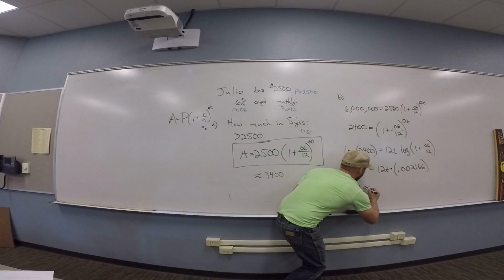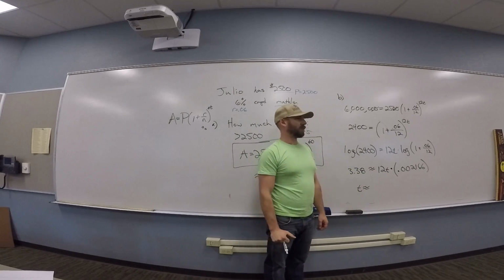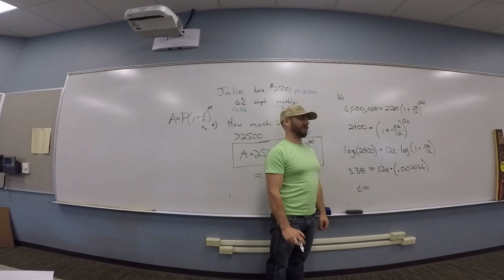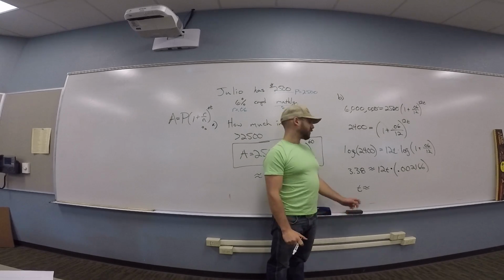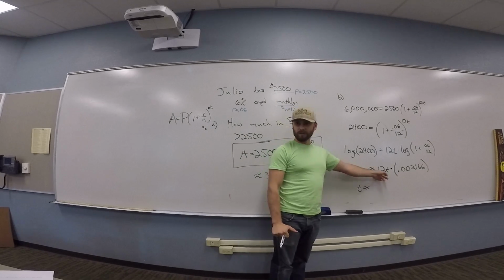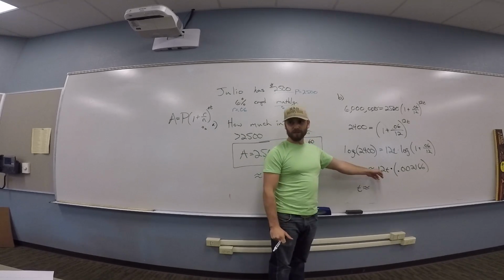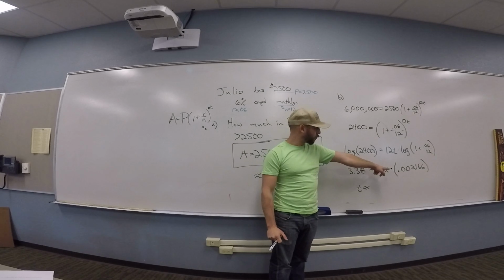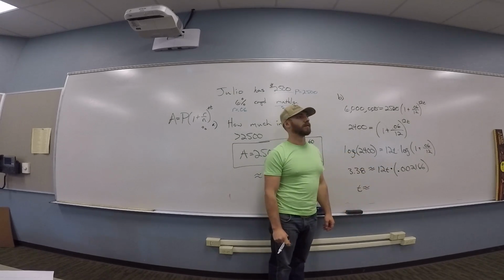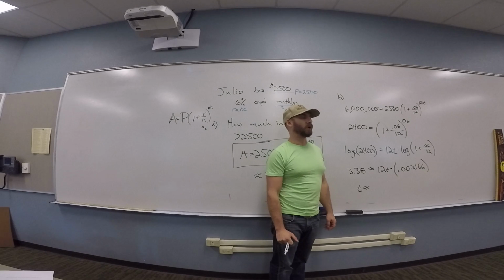I missed what you just said. So take your 3.38, divide by 12. That's going to give you something. And then take that number and divide by this, 0.002166. Five thousand. Ballpark, yeah.